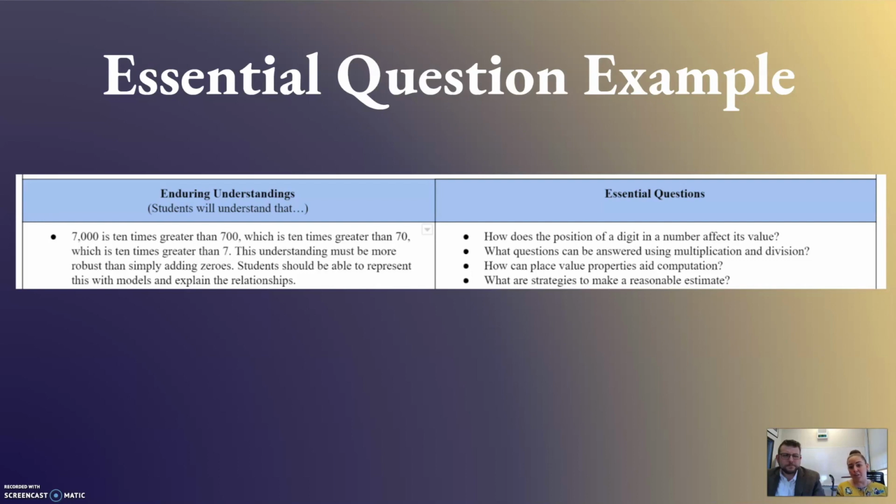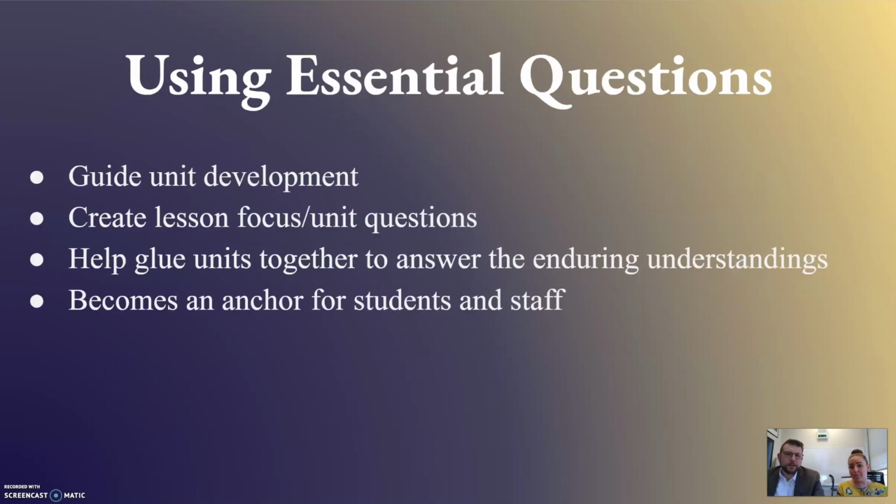All right, so moving on to the next part here is, why use essential questions? Well, first off, it guides unit development. So think of the essential questions as kind of gluing units together and allowing students the ability to understand where they are and where they're going. So because of that, they create lesson focus. So the focus questions from a unit are going to tie directly into helping answer those essential questions of the course or of a string of units.